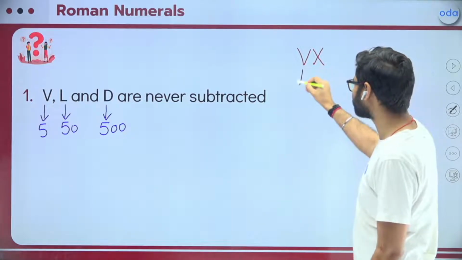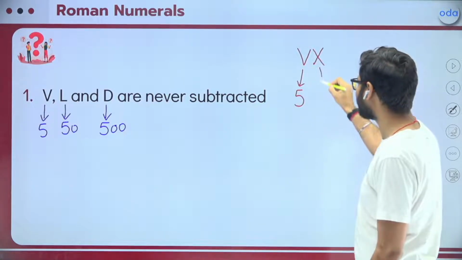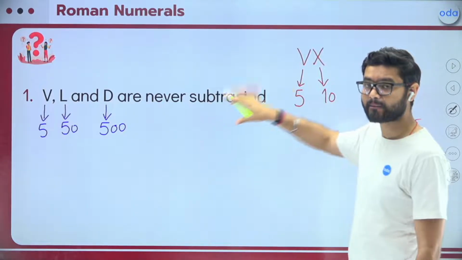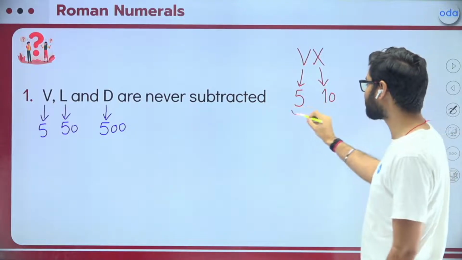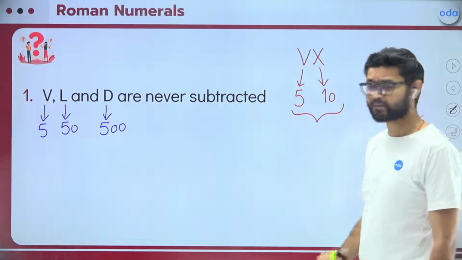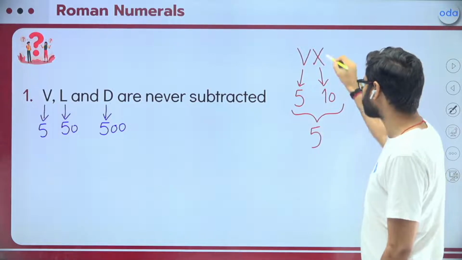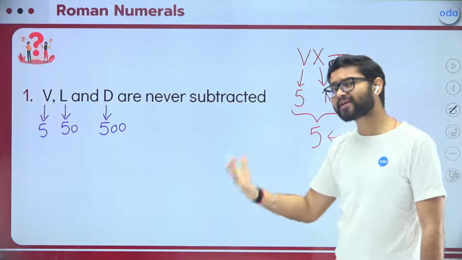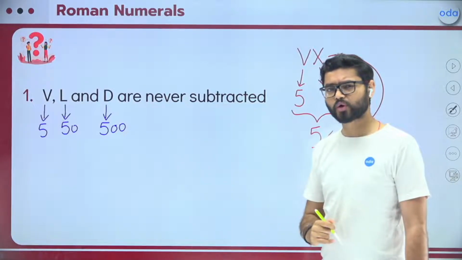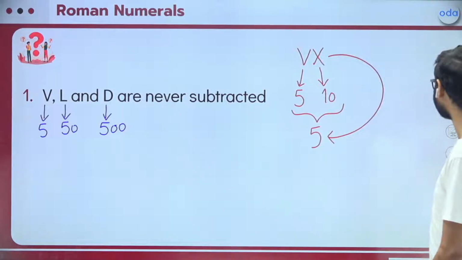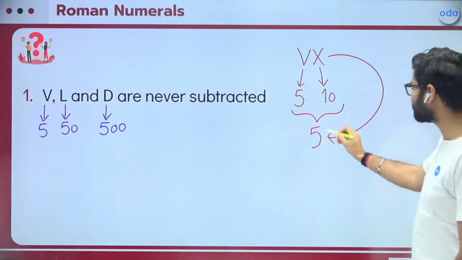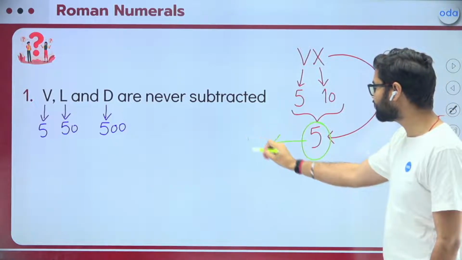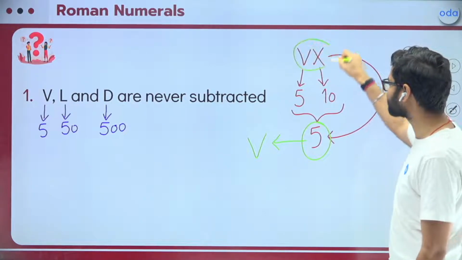V is for 5, am I right? X is for 10. The smaller value on the left, bigger value on the right. Rule number 3, we do the subtraction. 10 minus 5 is 5. Right? So VX is equal to 5. But wait a sec. Don't we already have a symbol for V? We already have a symbol V for 5. Why shall I be in need of two different symbols? We do not need one extra symbol.